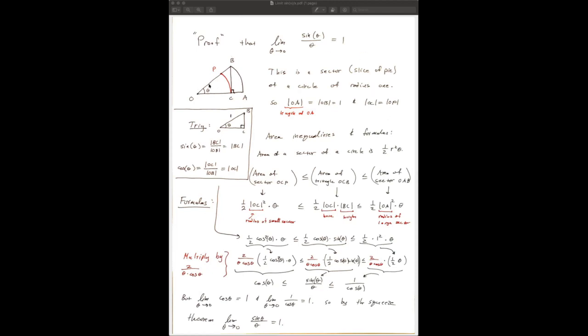Just a few trig things in this particular picture. If you look at the triangle OCB, where OB has a length of 1, then sine of theta is opposite over hypotenuse, which is BC over 1, which is just equal to BC. Similarly, cosine of theta is adjacent over hypotenuse, which is OC over 1, which is just OC.